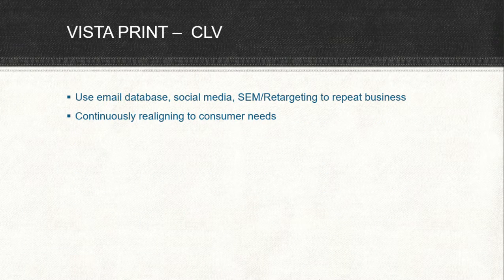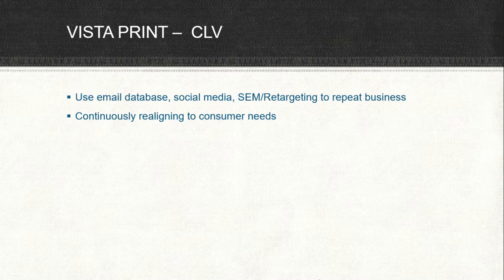The other thing that they do, we talked about product quality, but they keep hitting those email databases. That's important. And they use their social media, SEM and retargeting, those types of things to get repeat business. That's the traditional marketing, the digital. They'll do print every now and then. There's specific markets that they will do print to. I know that for a fact. But for the most part, they keep it digital.